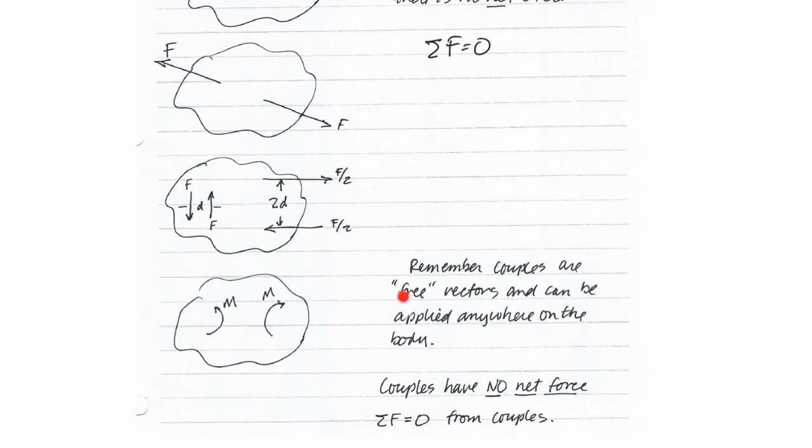Now remember that couples are free vectors and they can be applied any place on the body. In other words, they could be here or here, any place, they'll have the same effect. Couples have no net force, however, so the sum of the force is equal to 0 from couples.